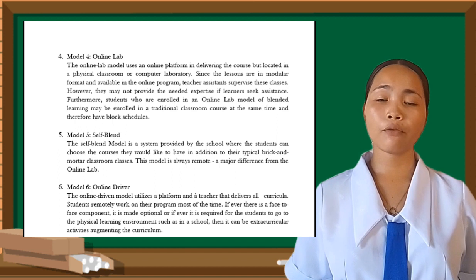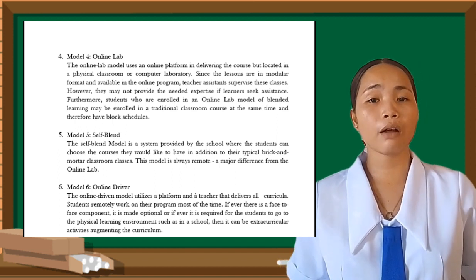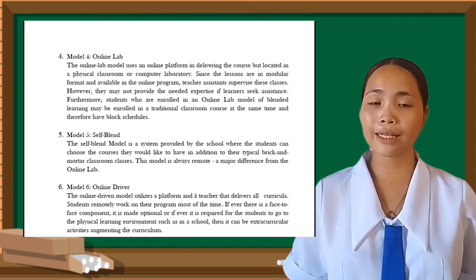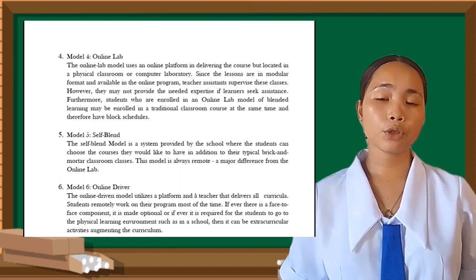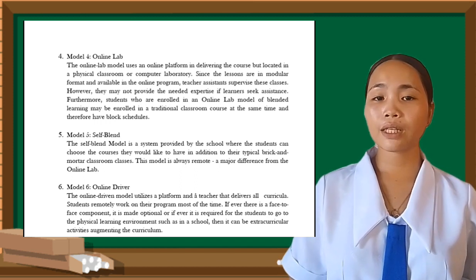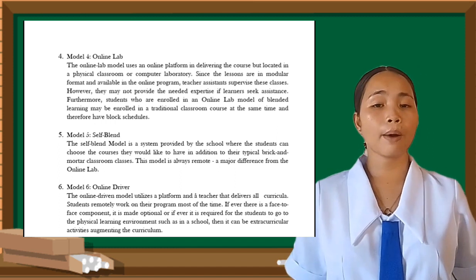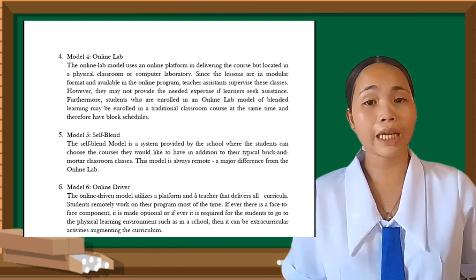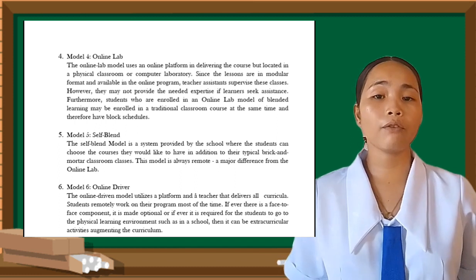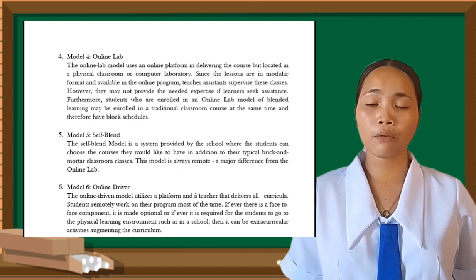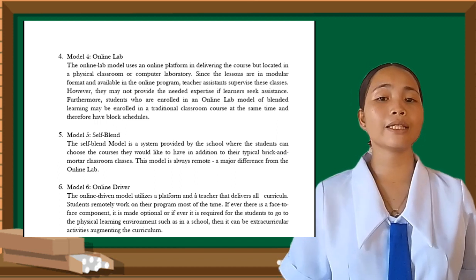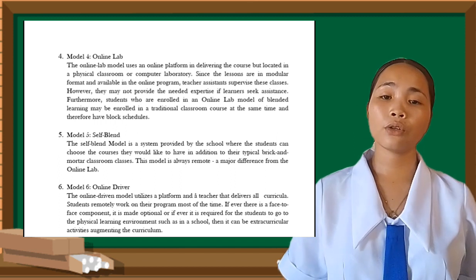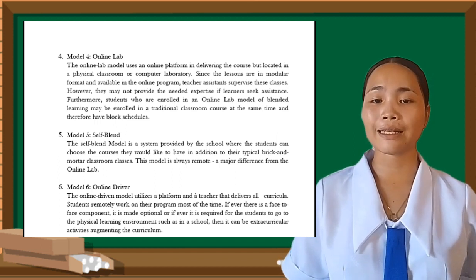The fifth one, we have the self-blend. From the word itself, self, that means yourself. You will be the one to decide if you want to take advanced courses that are not covered by the course catalog and the traditional course that you have chosen. Then you can have this type of learning to advance your studies, guided by professional teachers offered by the school. It is the opposite of the online lab that is facilitated by not-trained teachers. You will be the one to decide if you want to add subjects or another course in that specific year level of schooling. The self-blend model is a system provided by the school where the students can choose the courses they would like to have in addition to their typical brick and mortar classroom classes.